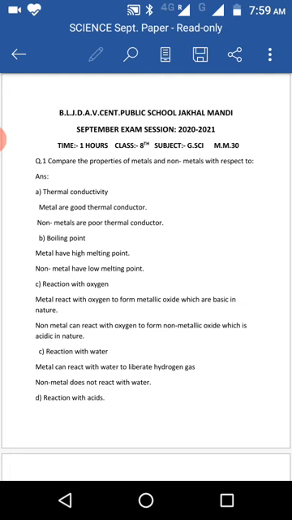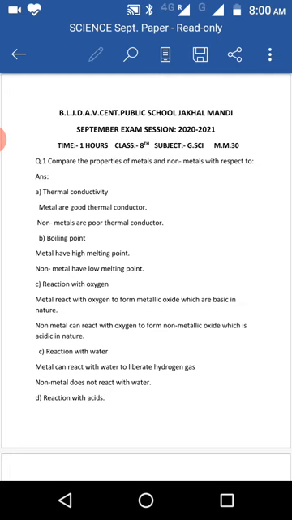We'll continue today the September exam, which I have given you, written exam. So, we have to discuss the answers of that paper today. So, what is the first question? Compare the properties of metals and non-metals with respect to thermal conductivity.